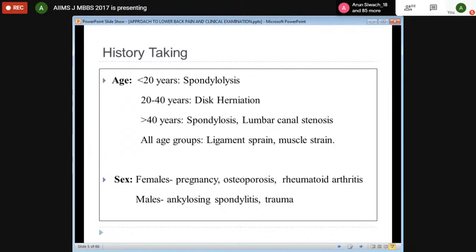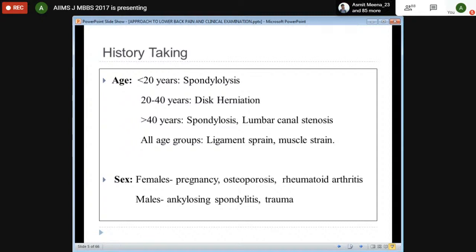In the 20 to 40 years age group, disc herniation is a common cause of low back pain. In those more than 40 years, spondylosis and lumbar canal stenosis. There is a difference between spondylolysis and spondylosis. Spondylosis is a degenerative condition. It is found in the older age group.